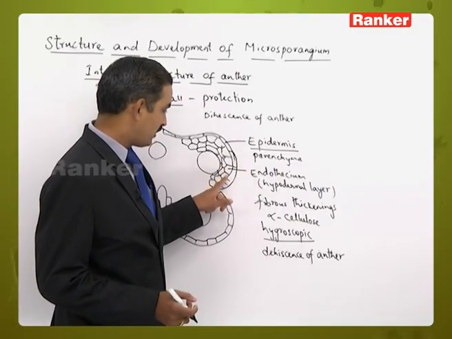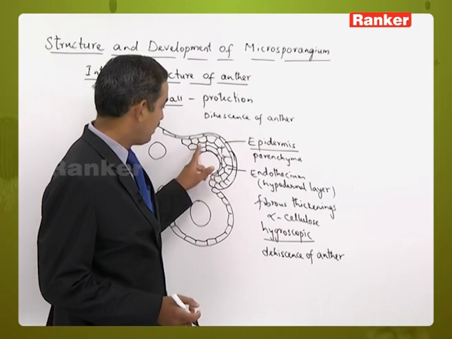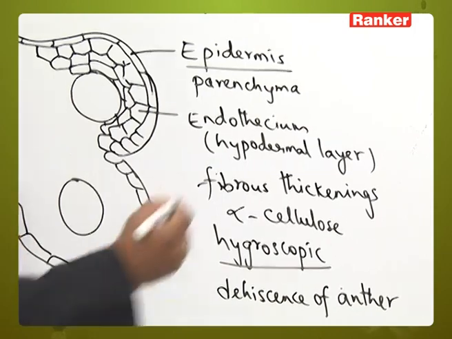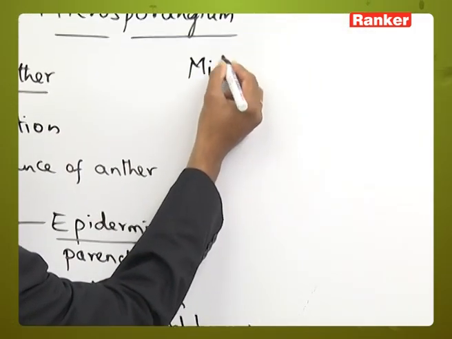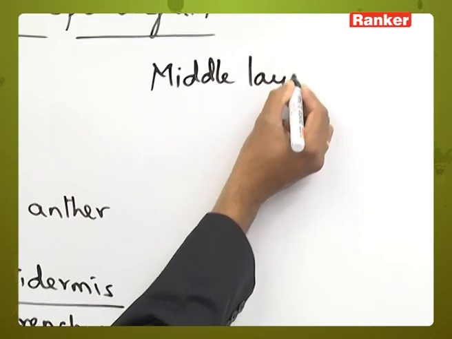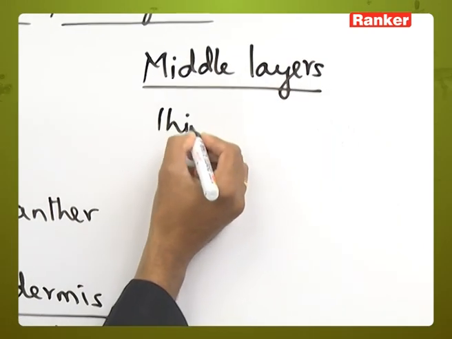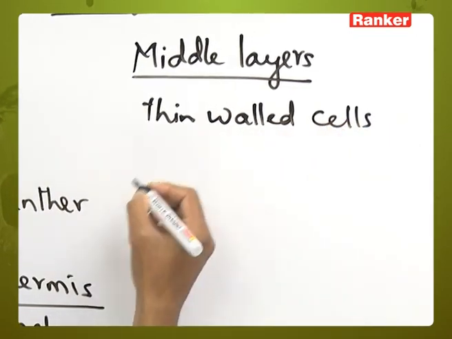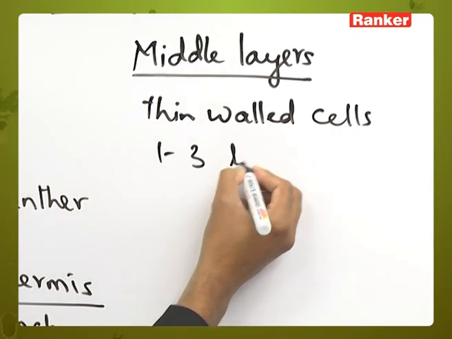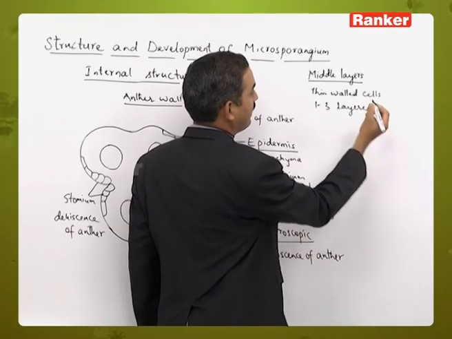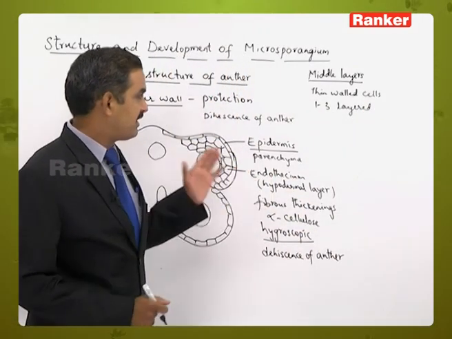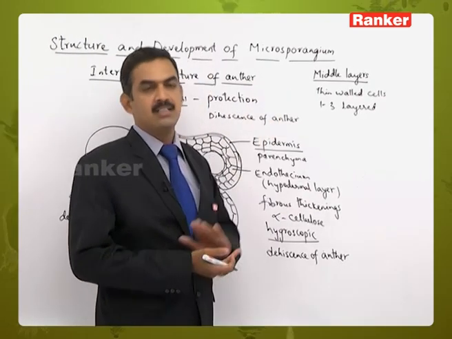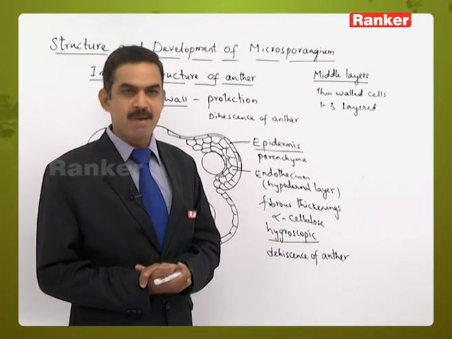Just below the endothelium layers, we can see one more layer, the third layer of cells in the anther wall. Those are called middle layers. Middle layers are also thin walled cells, like the stomium cells of the epidermis, and these are generally 1, 2, 3 layered. Some scientists consider that there is no specific function related to the middle layers, but they are also considered to be nourishment tissue.